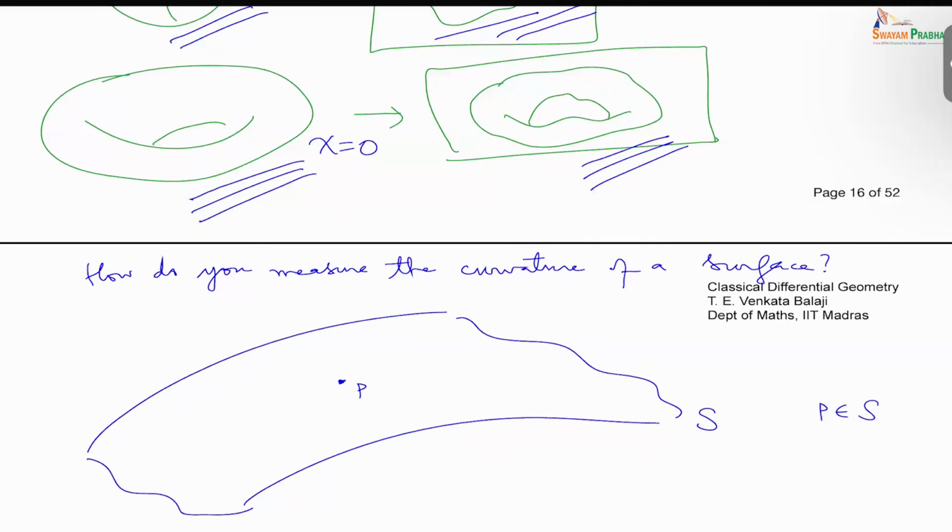You pass a curve through this, like this. I call it gamma. Gamma is a curve on S through the point P. Once you have this curve, this curve will have a curvature. Now, mind you, this is not necessarily a plane curve. It's a curve in space. So it's a space curve, and I have told you what happens for a space curve.